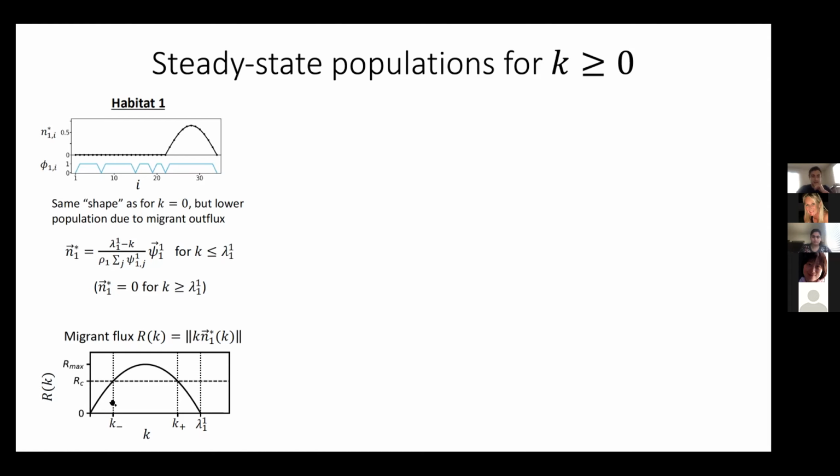And so as we'll see in just a second, there are these 3 particular migration rates at which one or the other quasi-species goes extinct. And at these migration rates, that's where critical slowing down occurs.